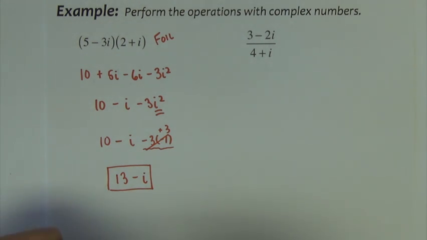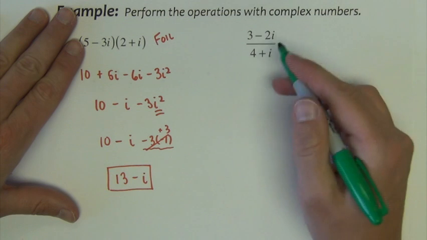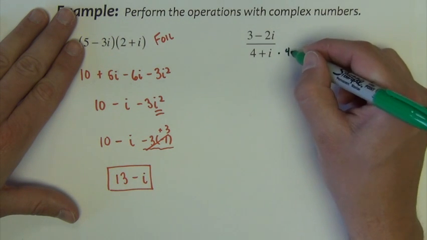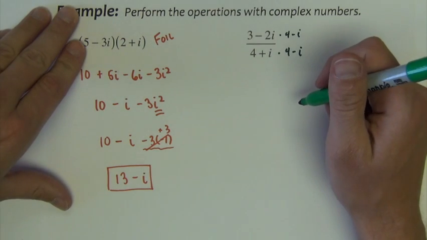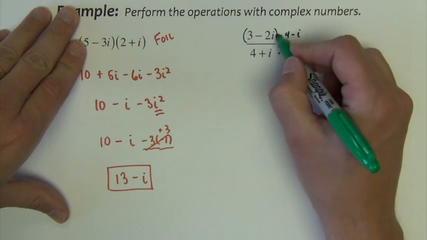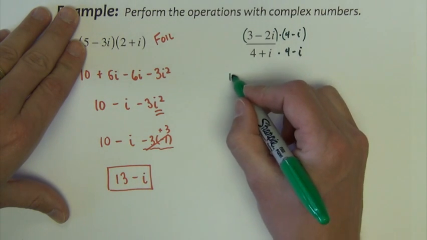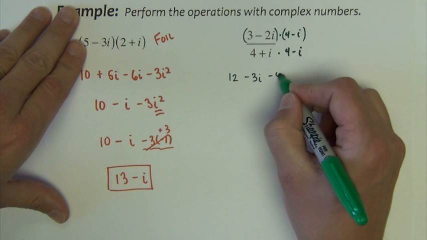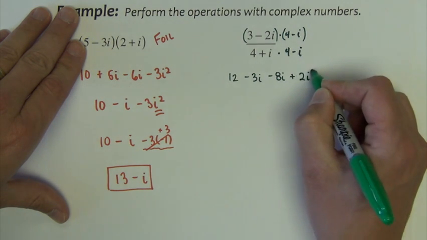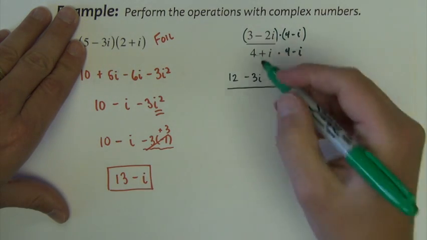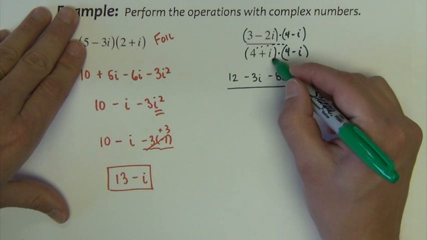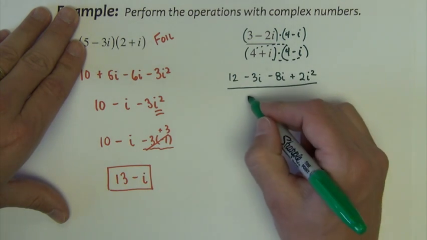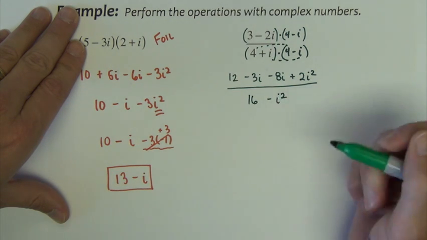When we divide complex numbers, if there are multiple terms in the denominator, if there's a binomial in the denominator, as there is in this problem, we multiply top and bottom by 4 minus i, the conjugate pair of the denominator. Now we do have to FOIL the top. So if we FOIL that, we get 12 minus 3i minus 8i plus 2i squared. When we FOIL the denominator, of course, since we've got opposite signed pairs, all we have to do is the first and the last, as the outside and inside are going to cancel out. So that's 16 minus i squared.